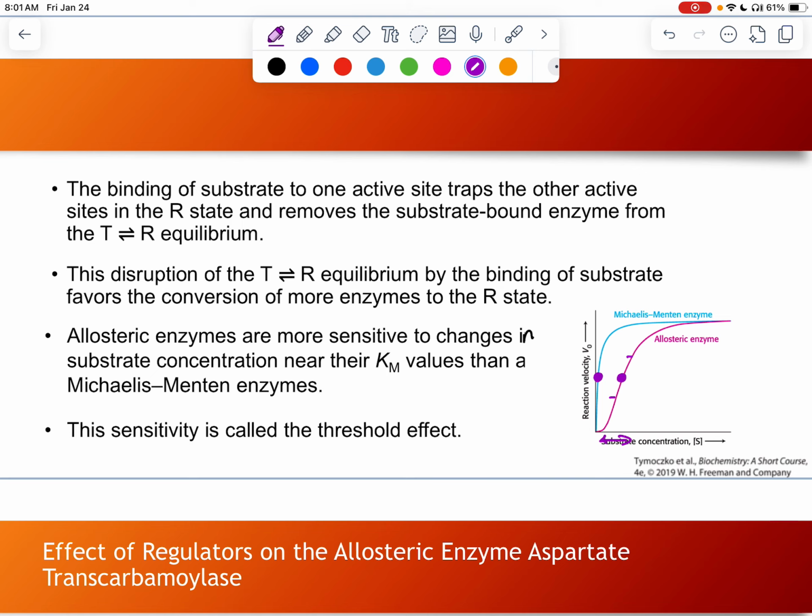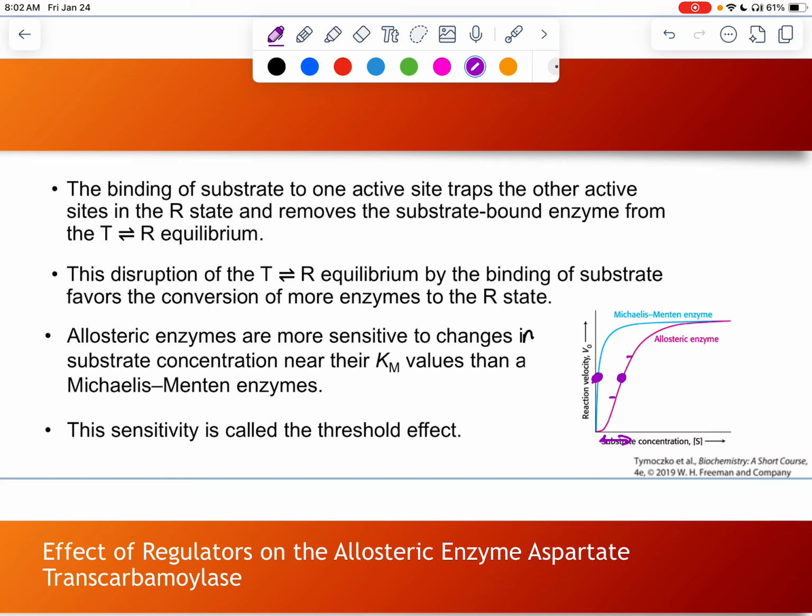It turns out that that Km value tends to be about the substrate concentrations we have in vivo, and so it's important to know how an enzyme would react around those substrate concentrations.